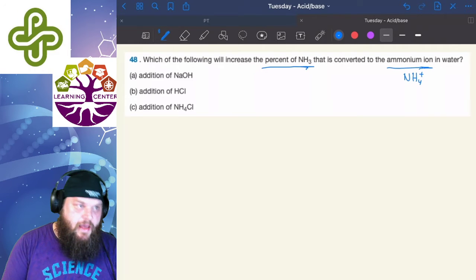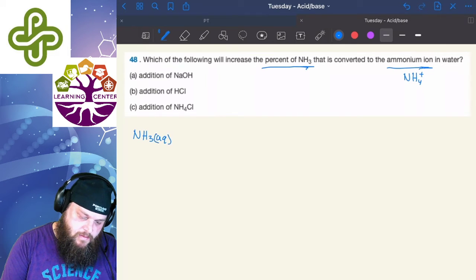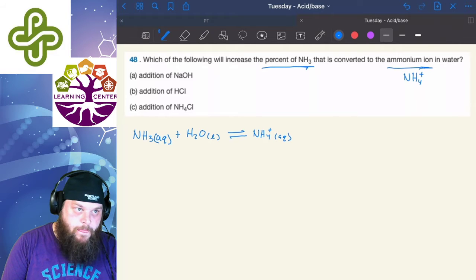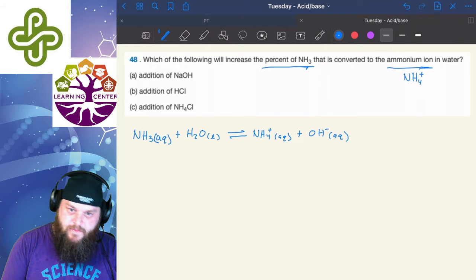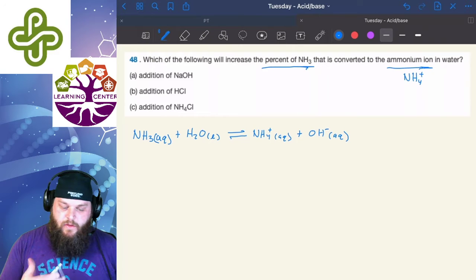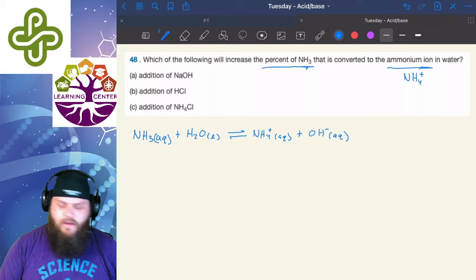So really what we have is this reaction here. NH3 aqueous plus H2O liquid is in equilibrium with NH4 plus aqueous plus OH minus aqueous. So that's the basic reaction for what's going on, this equilibrium between ammonia and ammonium.